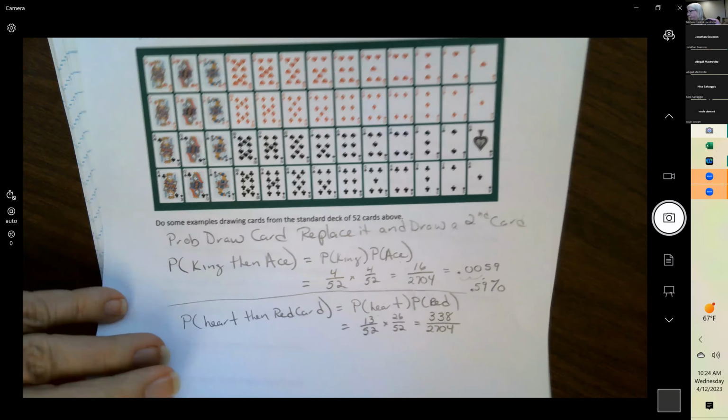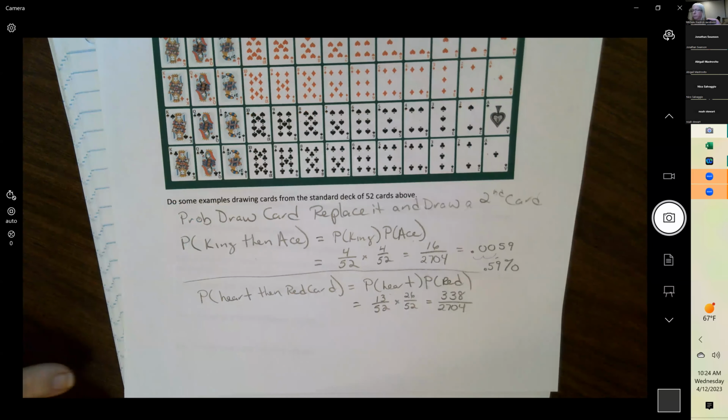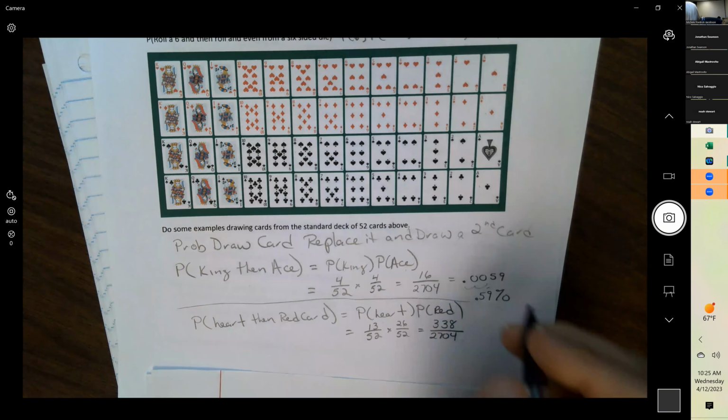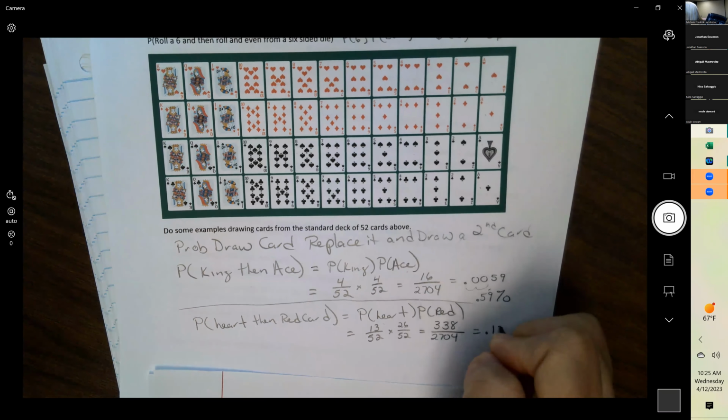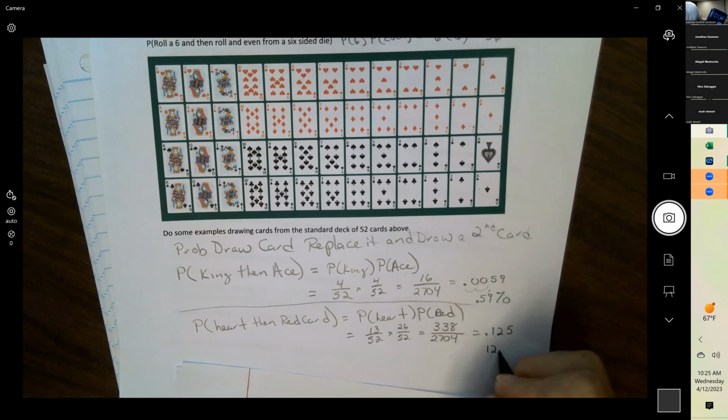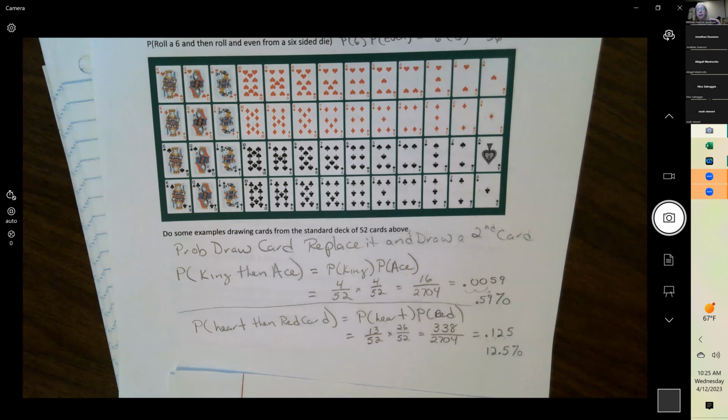Positive. So with this one, do you have to put it in percent? No, you don't have to. I was just showing you what it would be, but we could. 338 divided by 2704 would get us the decimal, and then multiply by 100, 12.5%.